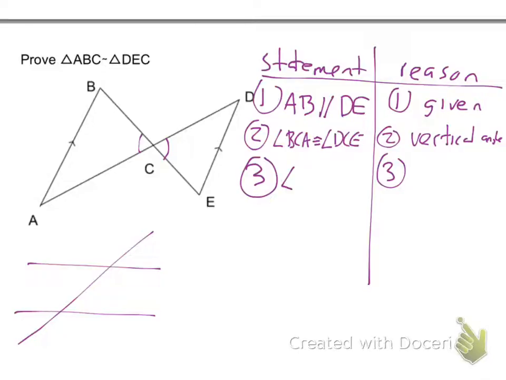Angle D is congruent to angle A. Why? They have to equal each other. They're on the opposite sides of the zigzag, right? But what are those called? Alternate interior angles, guys. Alternate interior angles. Alternate interior angles are the same.